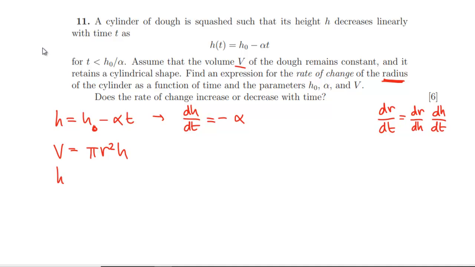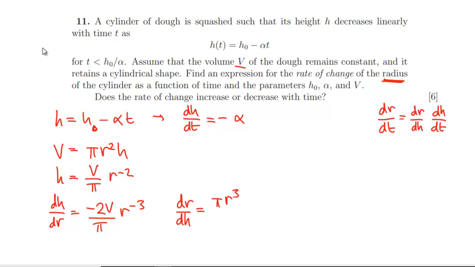So we've got h is v over pi times r to the minus 2. I'm putting it as r to the minus 2 because it'd be easier to then differentiate it. So dh dr is going to be equal to minus 2v over pi r to the minus 3, which means that dr dh is equal to 1 over dh dr. So we're going to get pi r cubed over 2v, and we've got the minus sign. Right, where is this left, everyone?